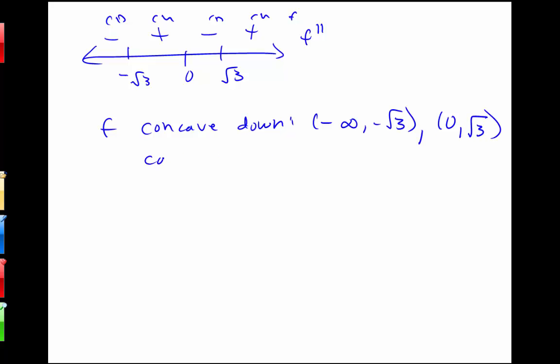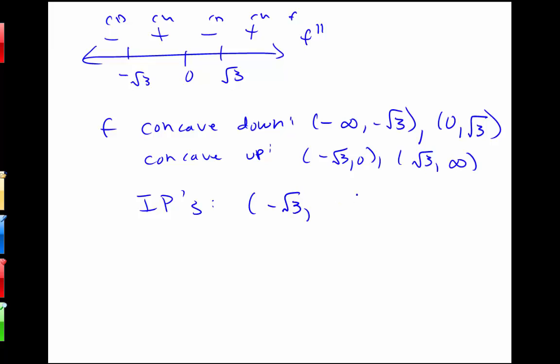And we're concave up on the intervals from negative root 3 to 0, as well as from root 3 to infinity. And our inflection points, and there are 3 of them, occur at negative root 3, comma f of negative root 3, at 0, comma f of 0, and at root 3, comma f of root 3.